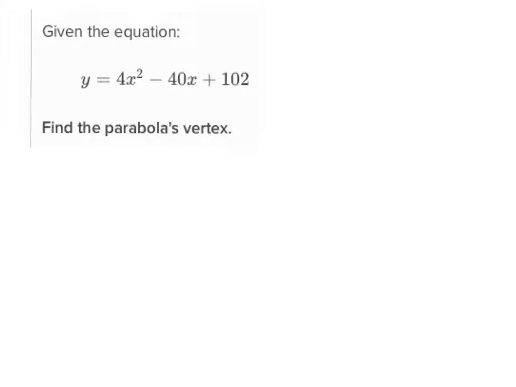Okay, so the problem tells me, given this equation right here, find the parabola's vertex. The first thing you should do is write it down, pause the video, and see if you can get it by yourself.